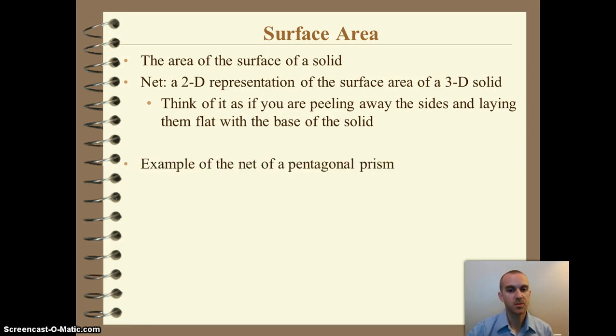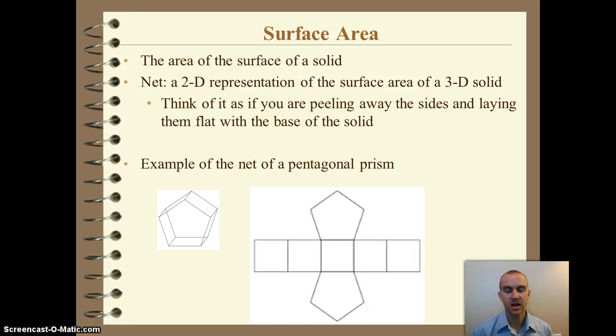So if I think back to the pentagonal prism, if I peel the two bases down and then fold off the sides, I end up with this net. You can see I have my two pentagons, and then I have my 5 lateral faces to the pentagon.